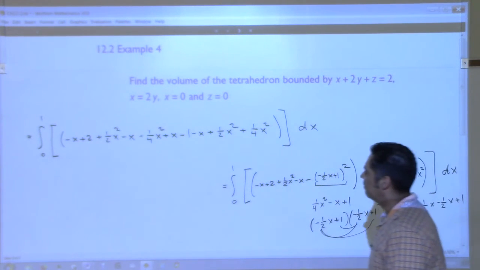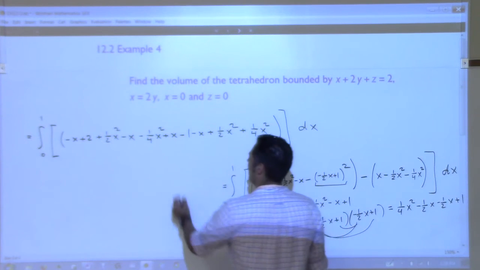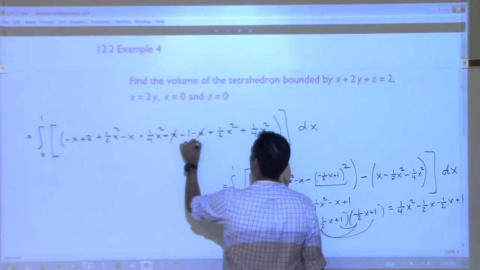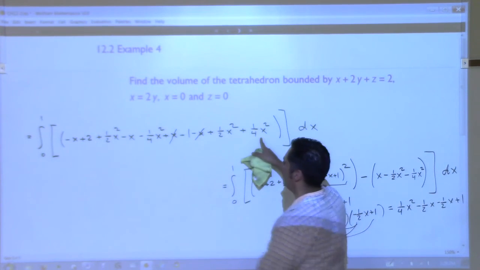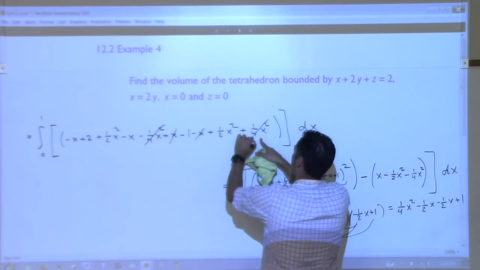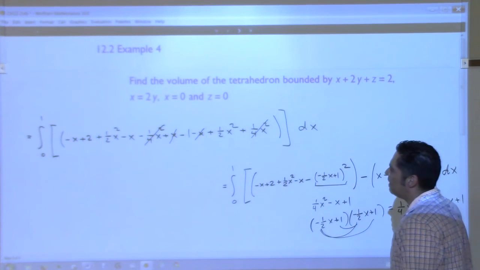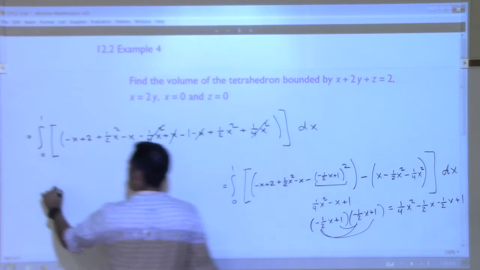We get some canceling, right? Like that one and that one. The 1/4 x squared also cancels. With, oh yeah, that one cancels, good, good. And so how many x's do I have? Let's start with the x's.